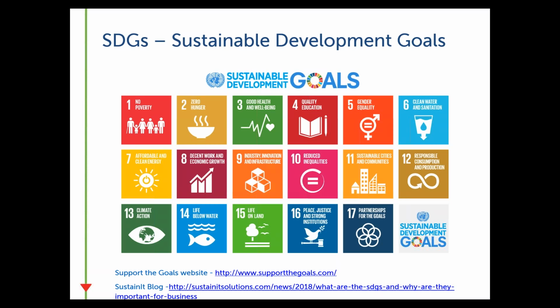Like many international measures, they are based around social, environmental, and economic indicators. Therefore, these can easily be incorporated into business strategy and reporting. The website supportthegoals.com outlines positive and inspiring stories of ways that businesses are supporting the Sustainable Development Goals. For example, if we look at Goal 12, responsible consumption and production, or more specifically, Target 12.5, which is by 2030, substantially reduce waste generation through prevention, reduction, recycling, and reuse.